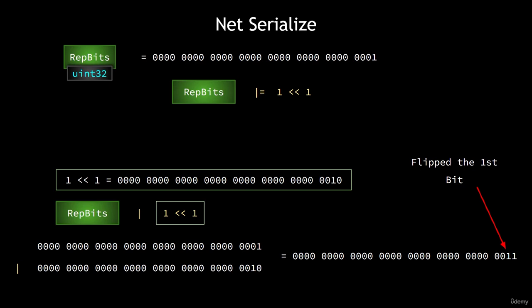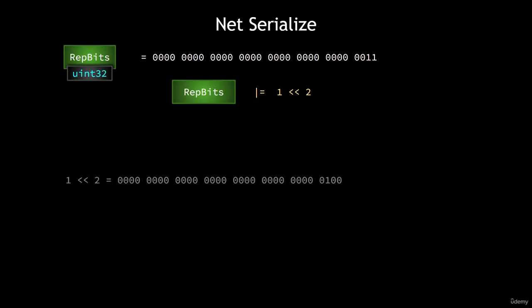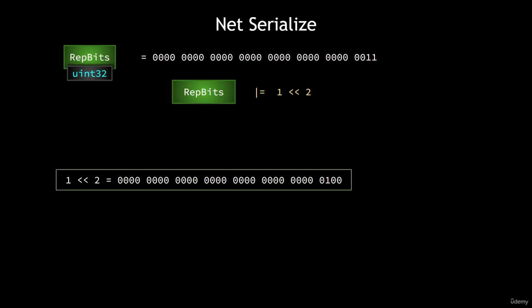So they're both 1. Now let's say that we take our 32-bit int rep bits, and we've already flipped the 2 endmost bits on it. And let's say that we do this operation on it: rep bits bitwise OR equals 1 left shift 2. What does this do? Well, what is 1 left shift 2? It's the number 1 with the 1 digit shifted over by 2. So it's right there, 2 away from the end.